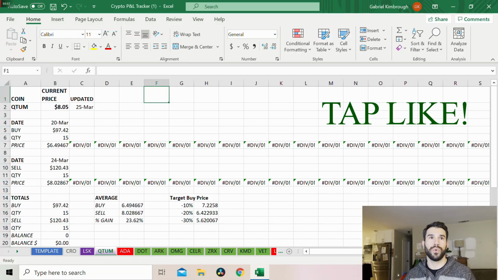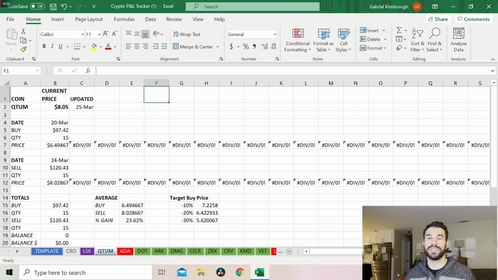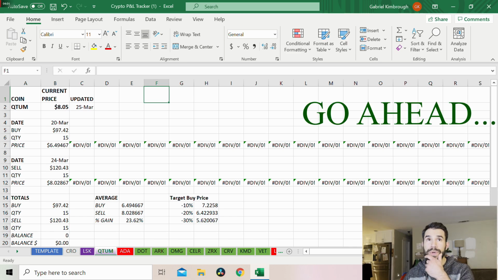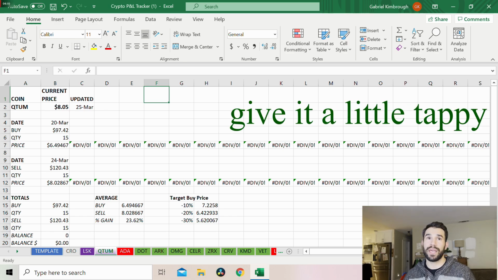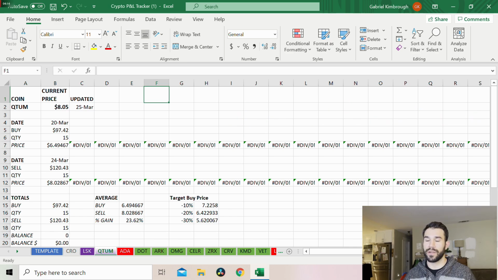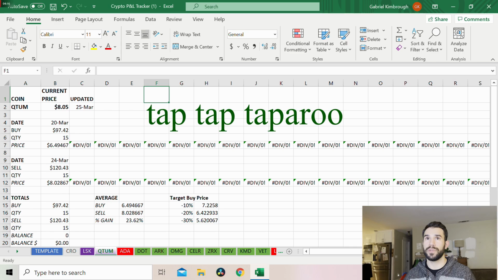Today I'm going to be showing you how I am tracking my crypto purchases. I'm pretty new to crypto and investing in general, and I found pretty quickly, especially as I got diversified, that it can be very difficult to track what your profit and loss is, especially when you're diversified across multiple platforms and various cryptocurrencies.